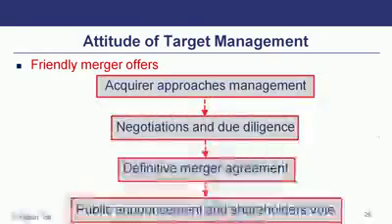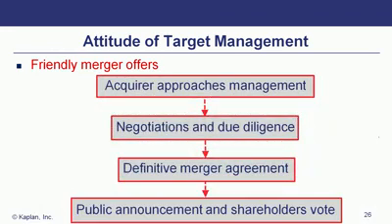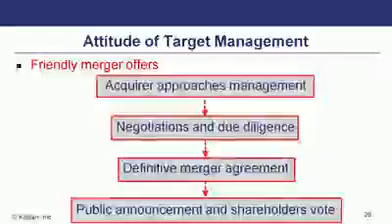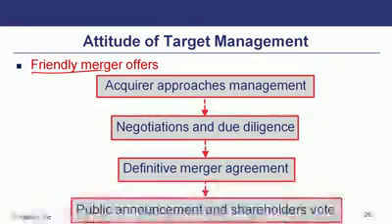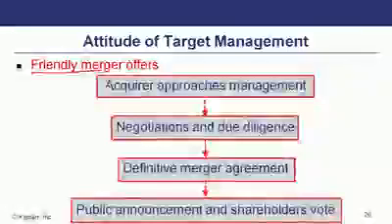Okay, let's talk about the attitude of target management, that is, the managers of the target firm. Well, two kinds of environments. One would be a friendly merger. So I'm the acquirer, and I call you up and say, hey, I'm interested in buying your firm. Would you like to have lunch? And you say, well, for the right price, I'm interested in selling. Yeah, let's have lunch. You buy. So we'll have some negotiations. We'll go through the whole due diligence process.